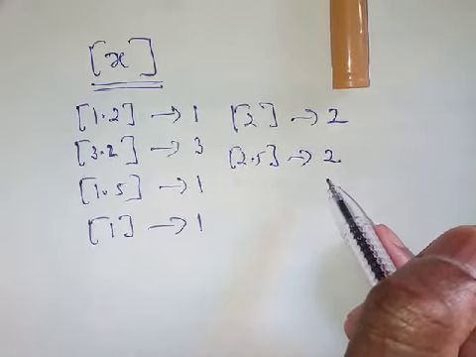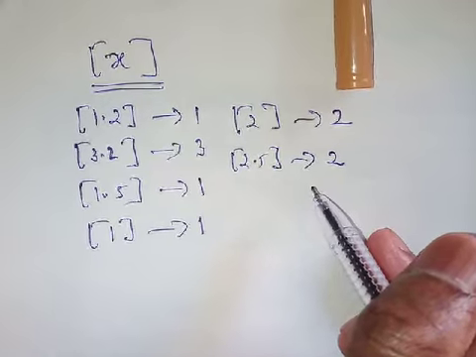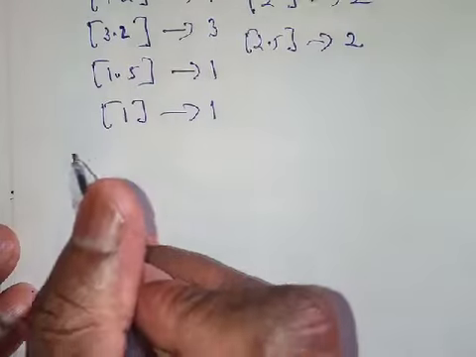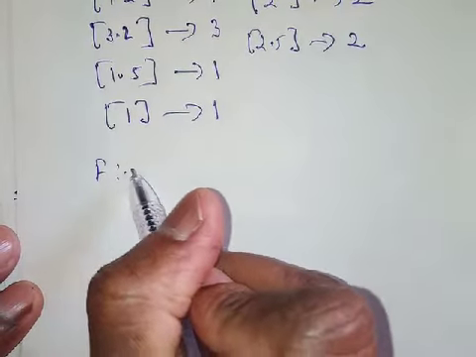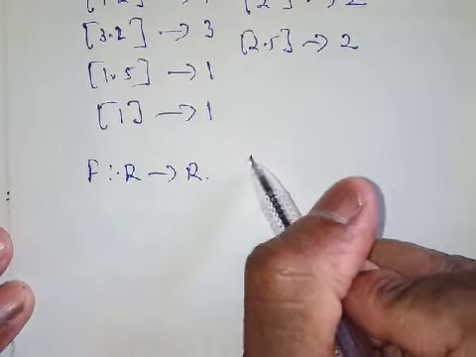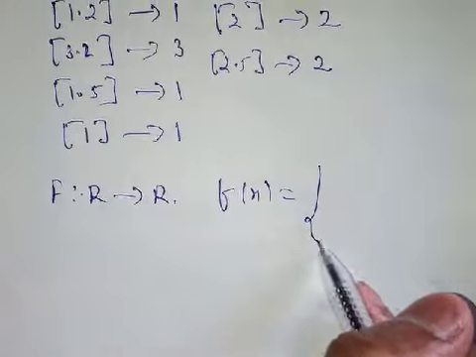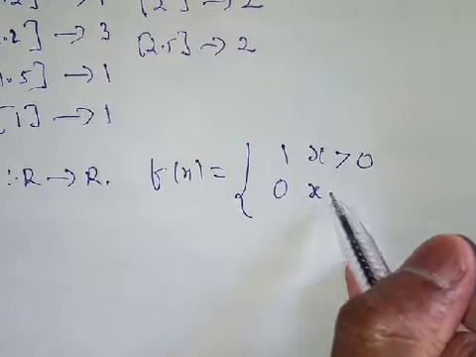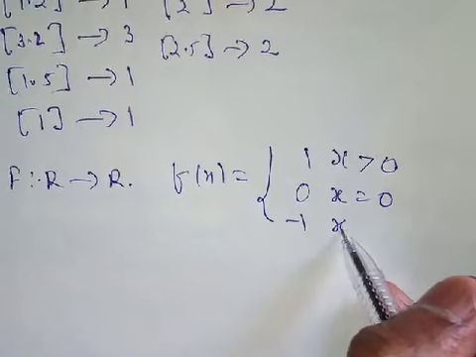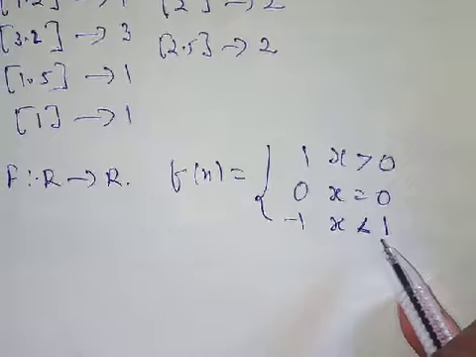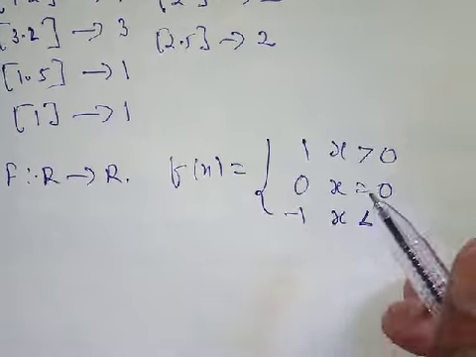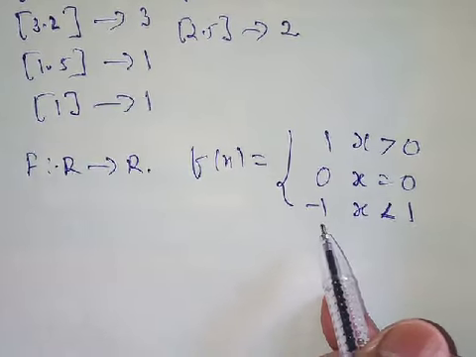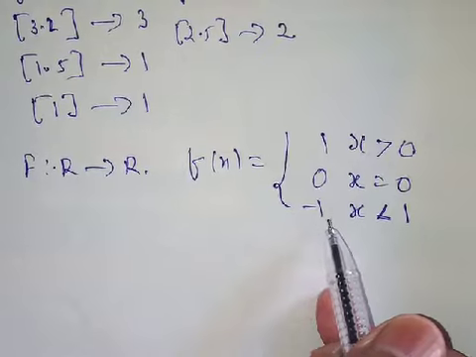So here the greatest integer is given: the greatest integer less than or equal to x. That is given. So where is the function f? f is defined from R to R, and f(x) is equal to 1 when x is greater than 0, 0 when x is equal to 0, and -1 when x is less than 0. Here we are talking about an interval. Which interval is given? Open 0 to closed 1.